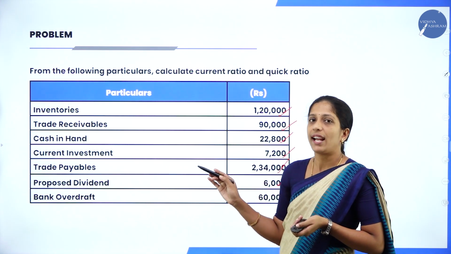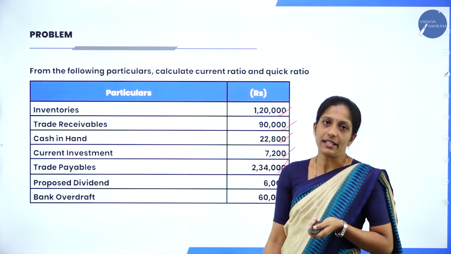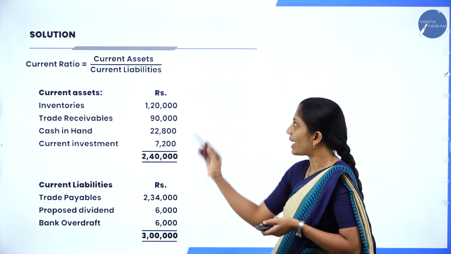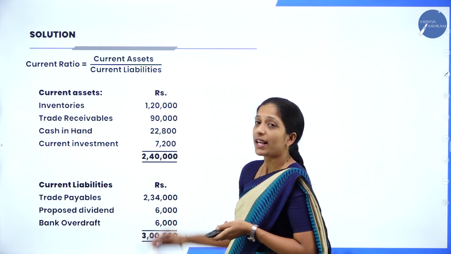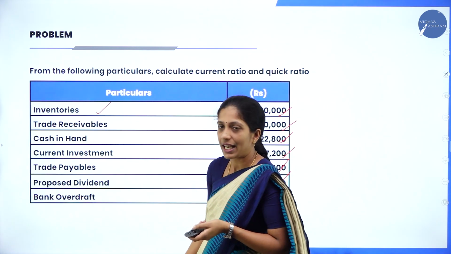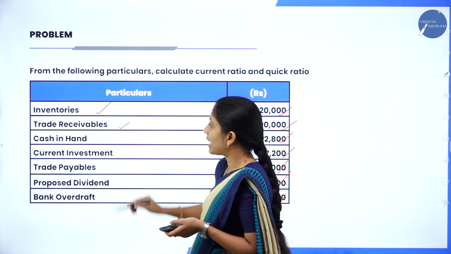Now, in the same way, you have to write the formula and calculate. So what is the formula? Current ratio is equal to current assets divided by current liabilities. So what are the current assets we have in the question? Inventory, that is stock, is a current asset. Trade receivable is a current asset.